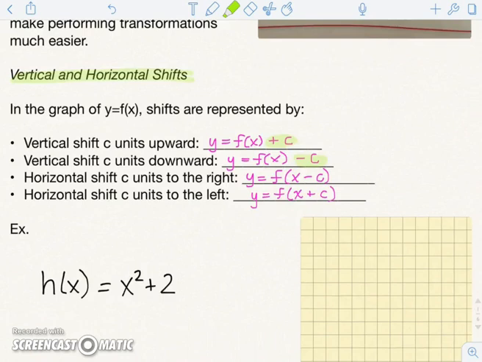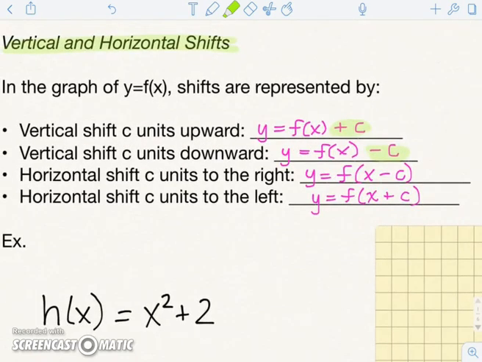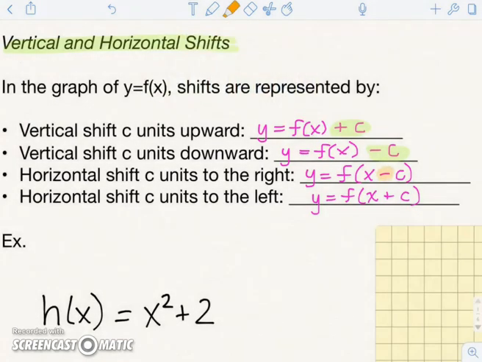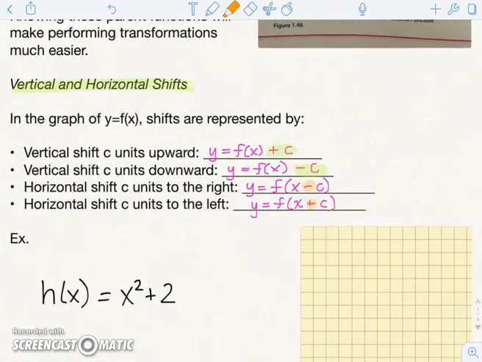You'll notice the horizontal shift is a little different. So horizontal shift to the right, you might be thinking positive direction, but actually the negative represents a shift to the right, and a positive represents a shift to the left. So these ones, just make a note, these ones are a little trickier. It's the opposite of what you think it would be. Whereas vertical, we're talking, take it as it is.